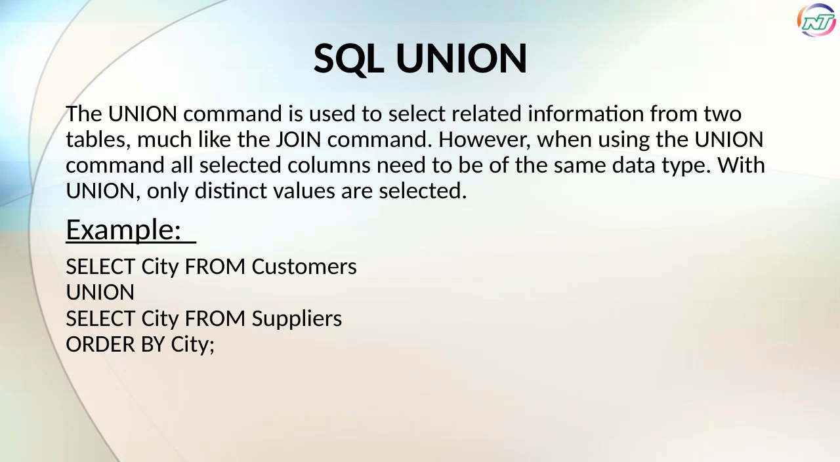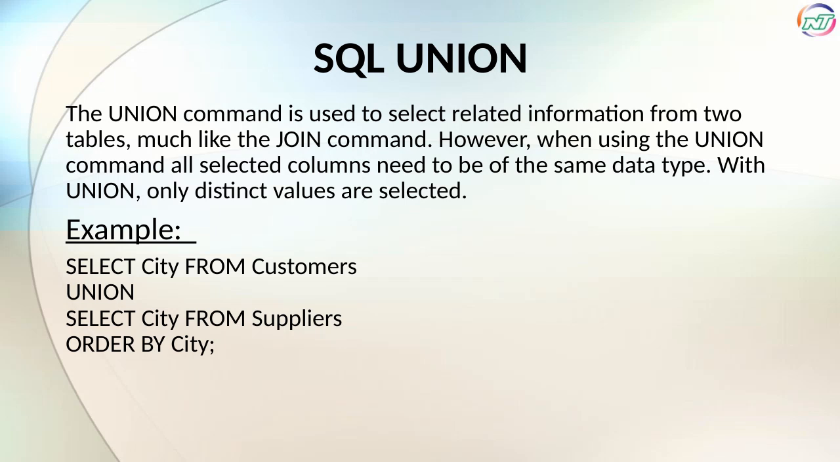The union command allows us to combine results from two different tables by selecting related data, similar to how join works, but with some important differences. When using union, all columns selected from both tables must be of the same data type, and the command automatically removes duplicate rows, showing only distinct values.